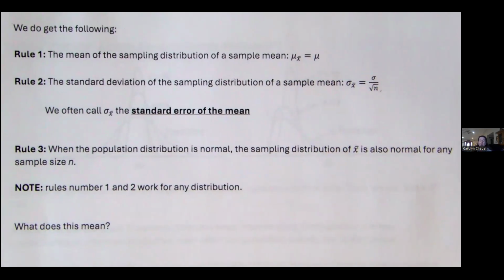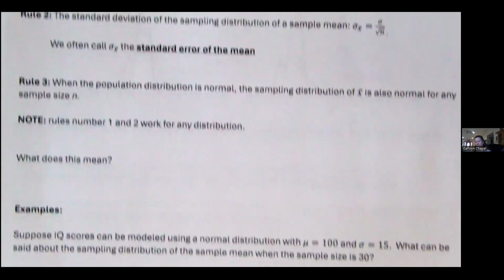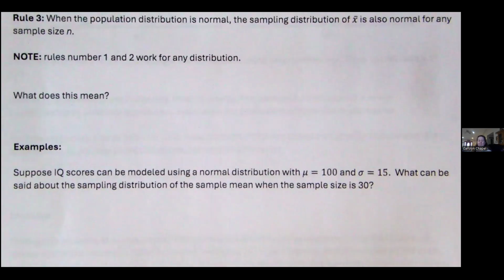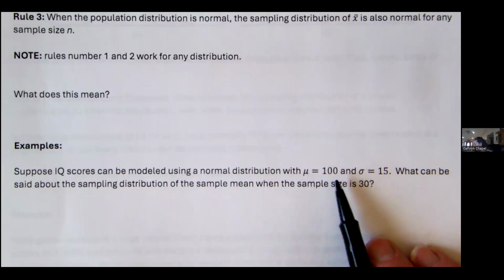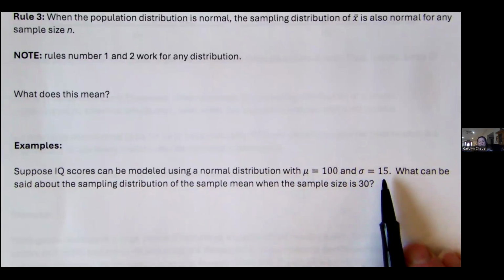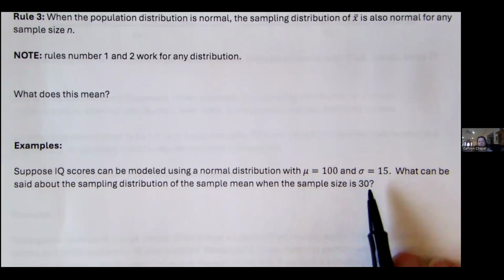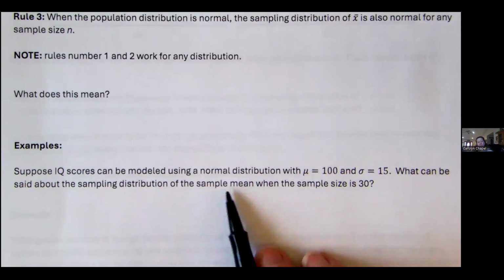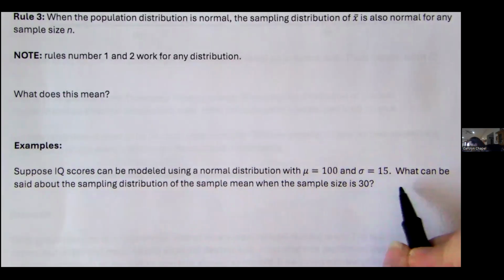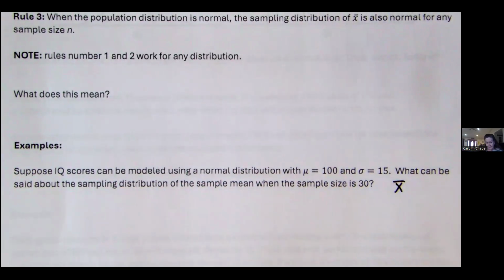So what does this all mean? How can we put it all together? Suppose we have IQ scores, and these are just some examples I made up, and that they can be modeled with a mean of 100, standard deviation of 15. What can we say about the sampling distribution of the sample means? So if we're looking at all of our little X bars, what will it look like, and what can we say about it?